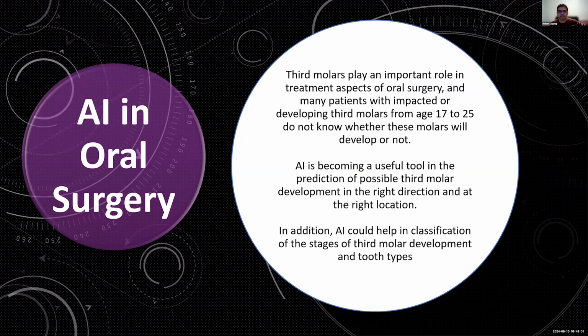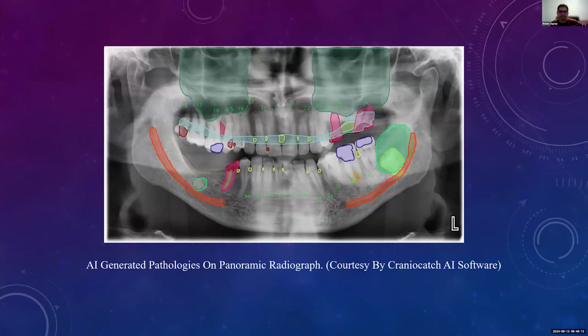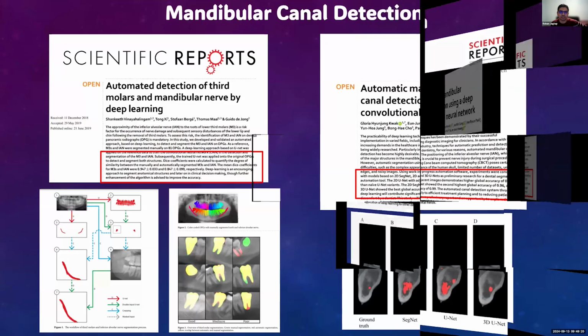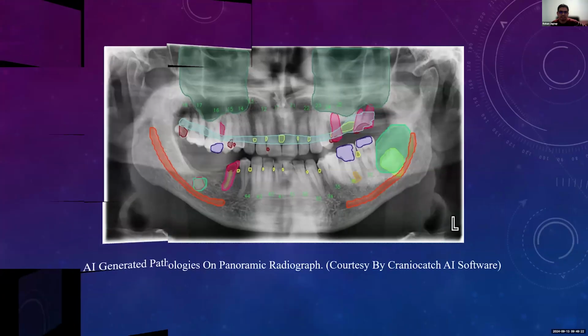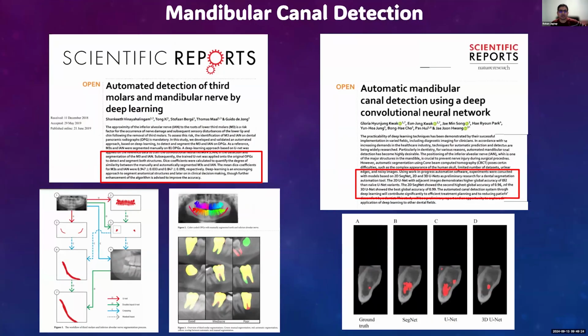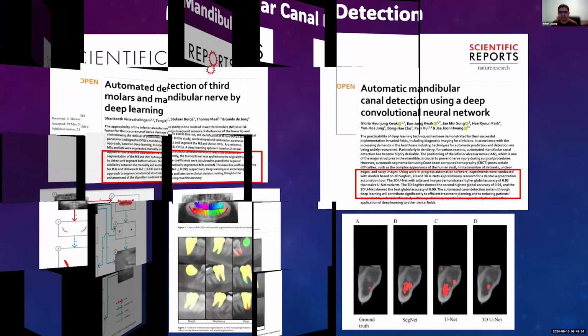In case of oral surgery, I already talked about pathologies, but it can tell you how close the proximity of the third molar is to the canal, and whether the third molar will develop in the right direction or not. And this is a very interesting study. I already showed you this image, but the important thing I want to show was this, automatic detection of third molars and mandibular nerve by deep learning. Very good papers.